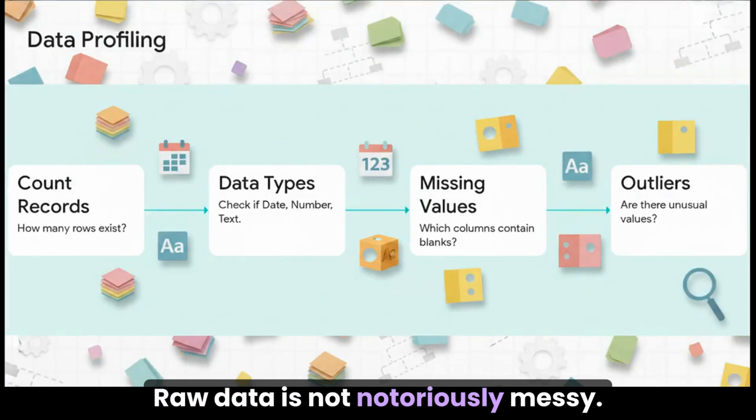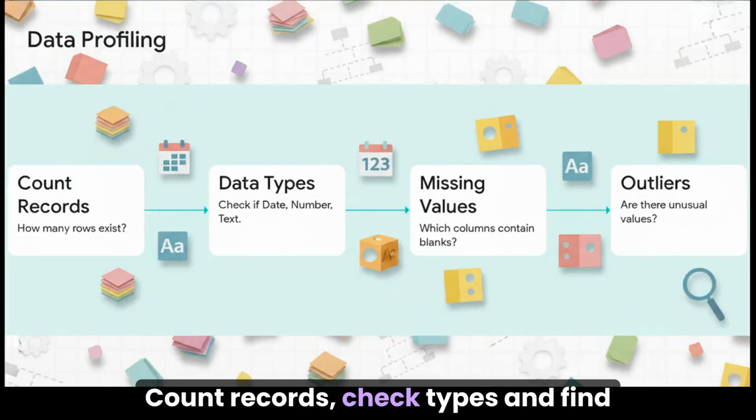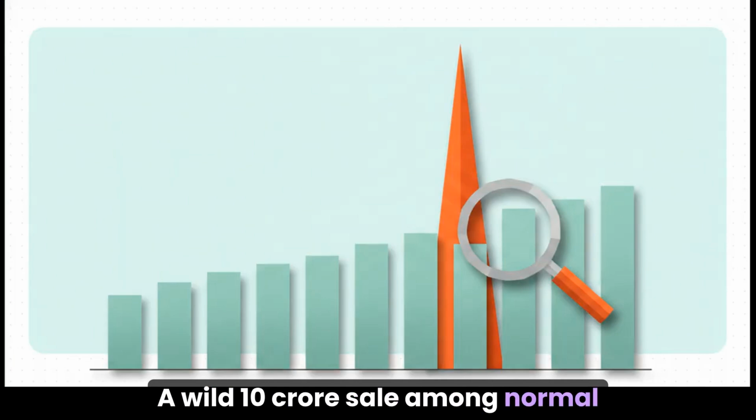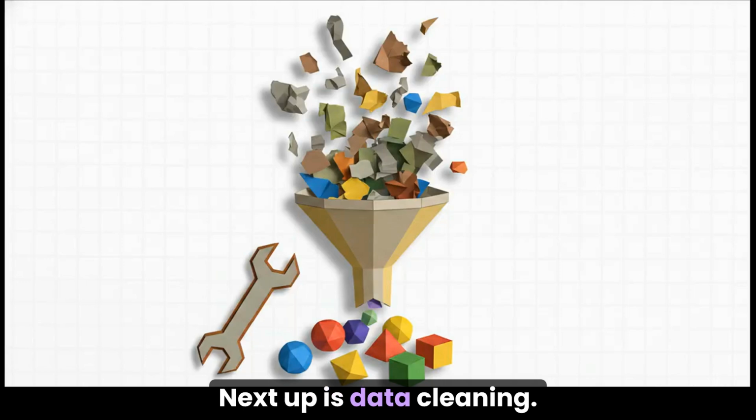Raw data is notoriously messy. You absolutely have to profile it first. Count records, check types, and find blanks. Spotting massive outliers is crucial here. A wild 10 crore sale among normal transactions? Yeah, investigate that immediately. Next up is data cleaning.